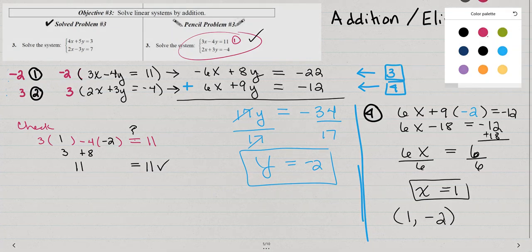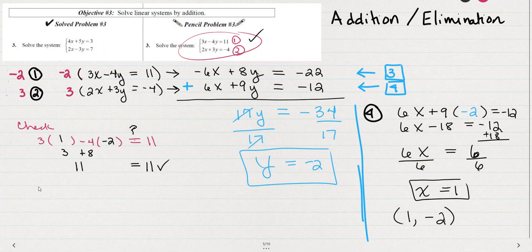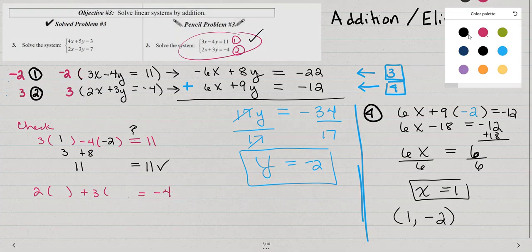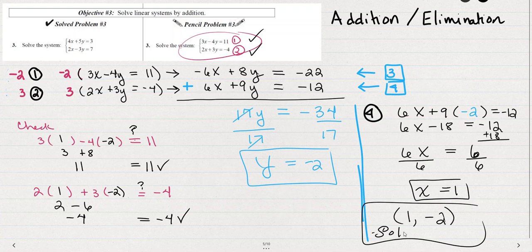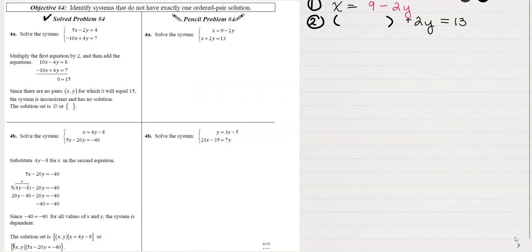Let's check number 2. Equation number 2, 2x plus 3y equals negative 4. Let's see what happens if I substitute in 1 for x, and negative 2 for y. I'm checking whether this is true or not. We'd have 2 minus 6, negative 4, and that does equal negative 4. So it looks like our solution is the ordered pair x equals 1, y equals negative 2, and it's checked out. That worked. We've solved it, and then we checked it.